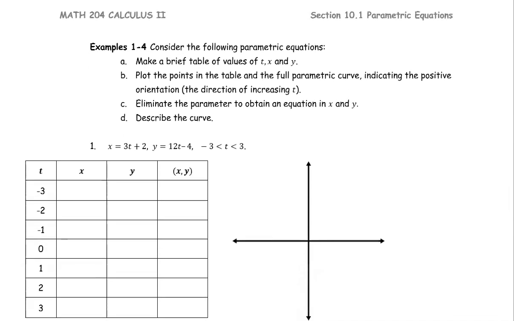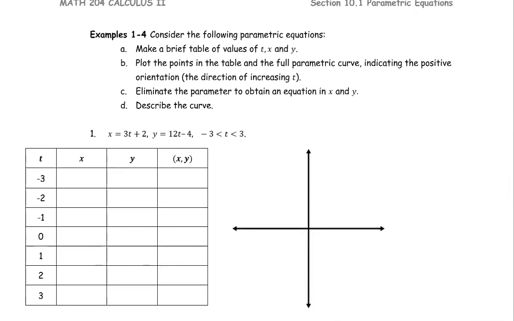Let's look at the examples. For examples 1 to 4, we're going to consider the following parametric equations. Part A, we're going to complete the table of the values of t, x, and y. So t is provided. We are going to compute the values of x and y corresponding to the given t.